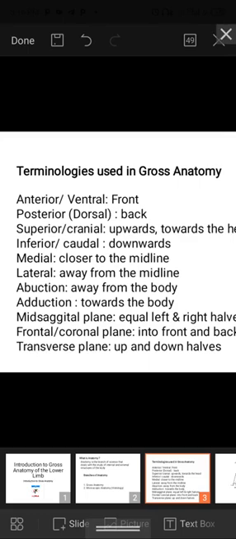Abduction. Abduction is the movement of any part of the body away from the midline. If you move your hand, or let me take an instance, your hip joint is one of the joints that can carry out abduction and adduction. Your shoulder joint can also do the same thing.